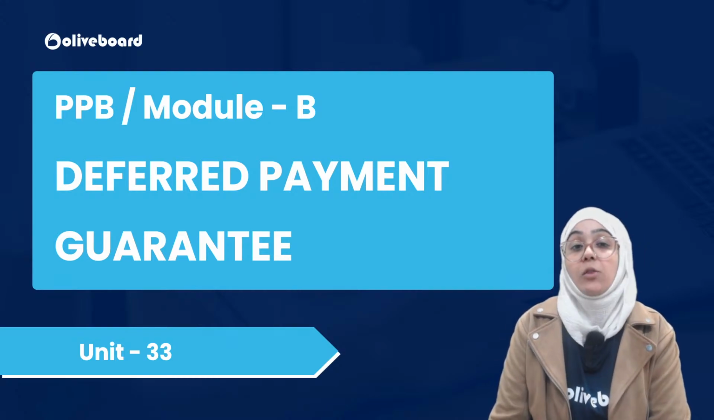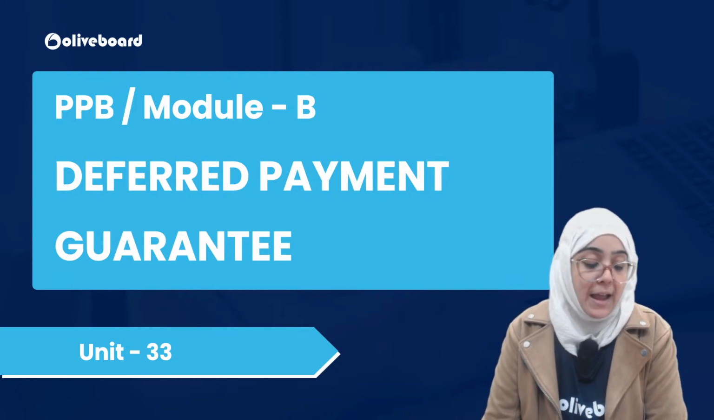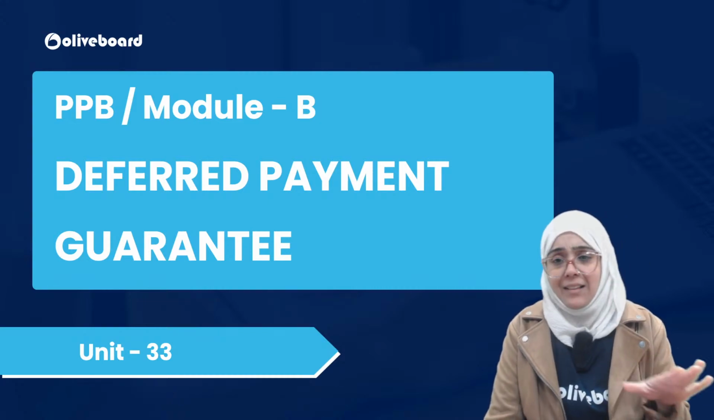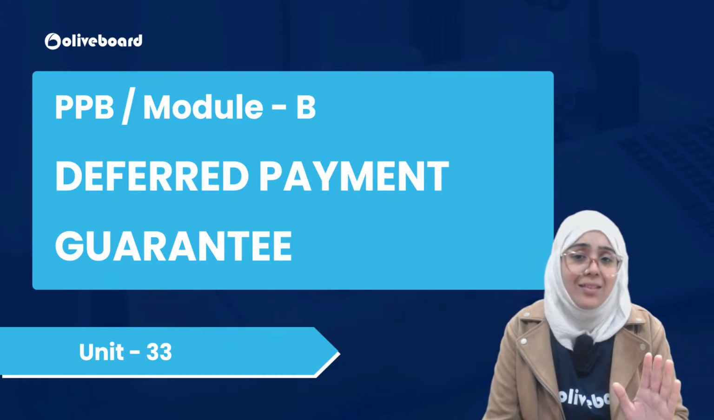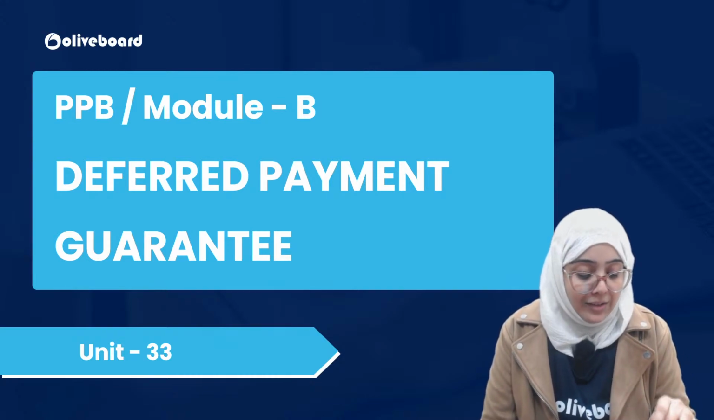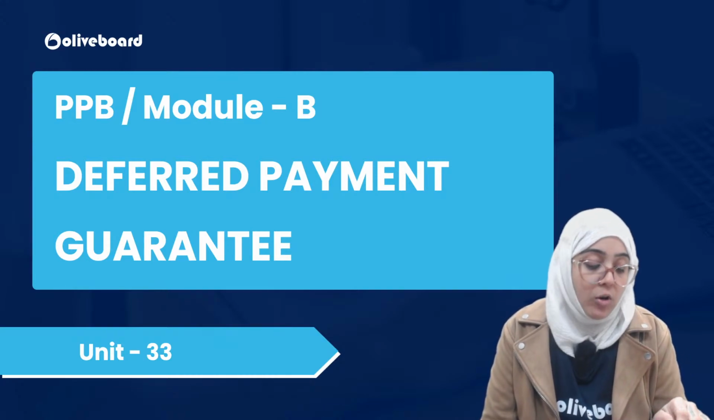So today we are going to discuss the deferred payment guarantee. This is Unit 33, PPB Module B, a very simple unit. Very easy unit, very simple unit. You will get this right. This is a very basic unit for all of you.